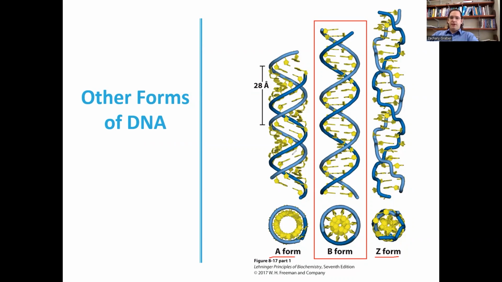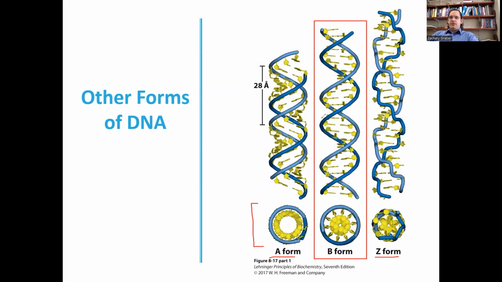So we have our side view on the top. You can see there are some differences here, especially when you look at the Z form. But then you can also see more differences as you look at these top-down views here at the bottom. Right, so you can notice how in the B form, your bases are all closely packed together in the middle, whereas there's a little bit of a hole here in the middle of the A form.